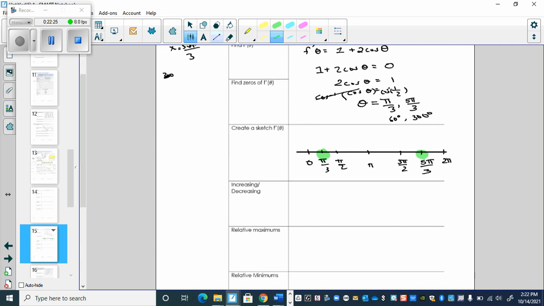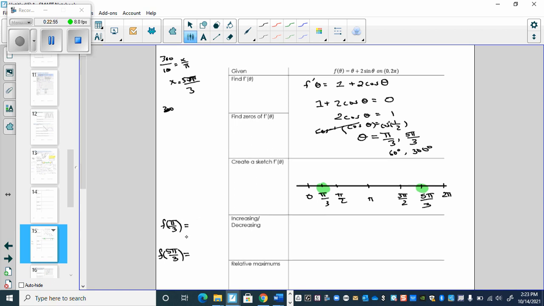So for f, I have f of pi over 3. And it won't tell me whether it's a minimum or a maximum, but it will tell me what the y values are at these particular extrema. So these are either maximums or minimums. So here I have pi over 3 plus 2 sine pi over 3.